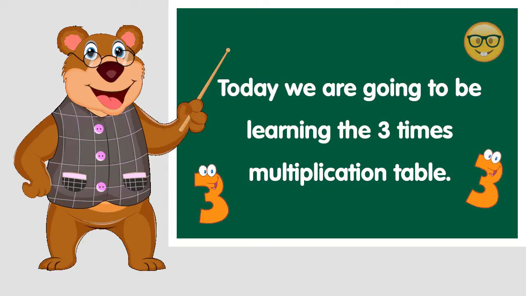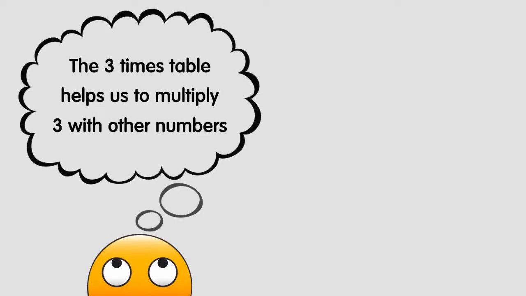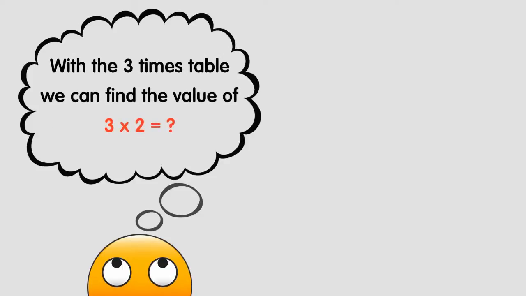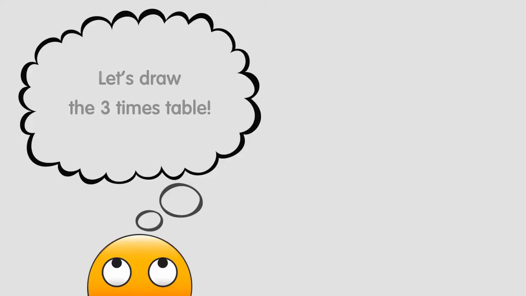Today we are going to be learning the 3 times multiplication table. The 3 times table will help us to quickly multiply the number 3 with other numbers. For example, with the 3 times table, we can easily find the value of 3 times 2, or 3 times 3, or 3 times 4, and so on. Let's draw the 3 times multiplication table.